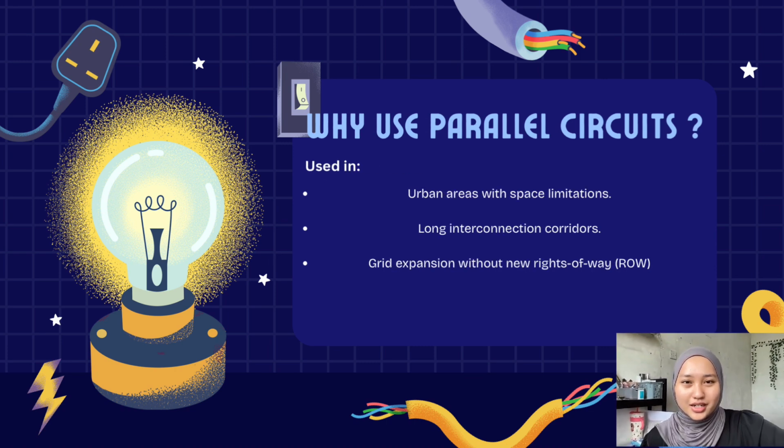So, where are these systems commonly used? Parallel circuit three-phase lines are especially useful in urban areas where there is limited space to build new towers. They are also used along long interconnection corridors and in situations where the grid needs to be expanded without acquiring new land or right-of-way.